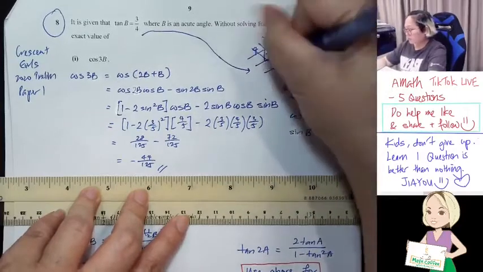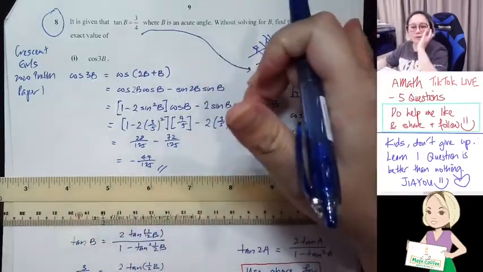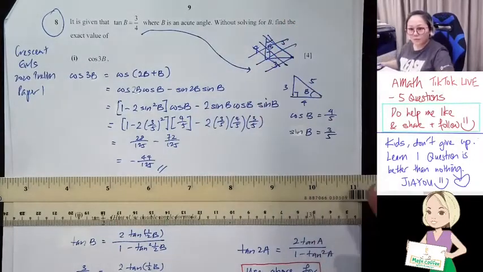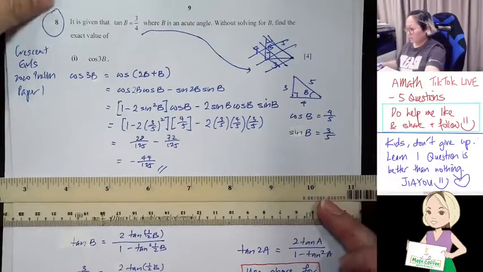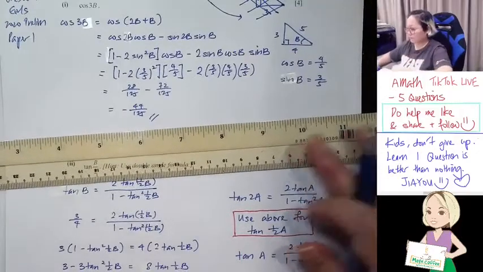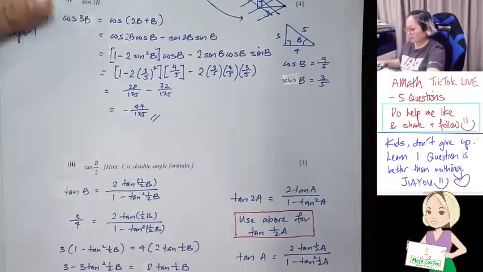Hello, Jerry. Okay. Is this Form 4 math? Form 4 is what? Sec 4? This is Singapore Sec 4 O-level math, A math, additional mathematics.